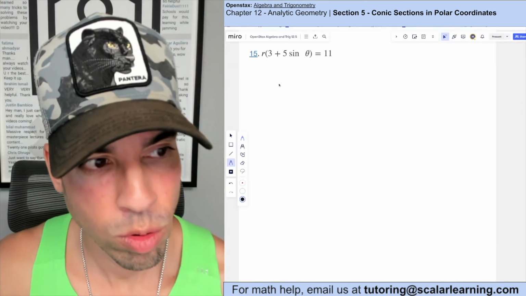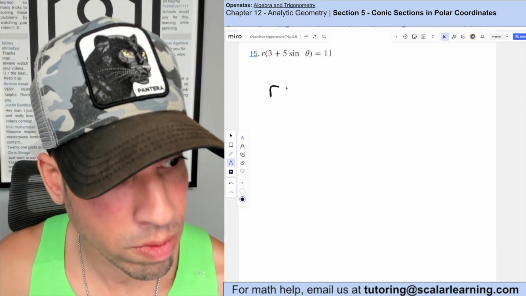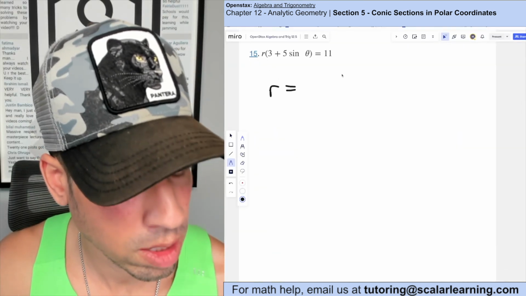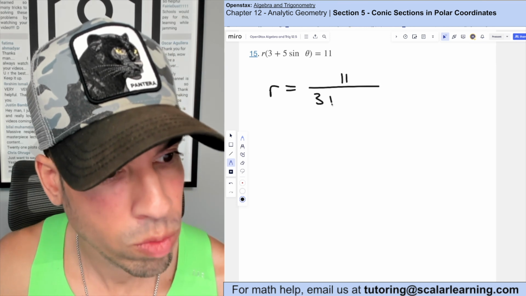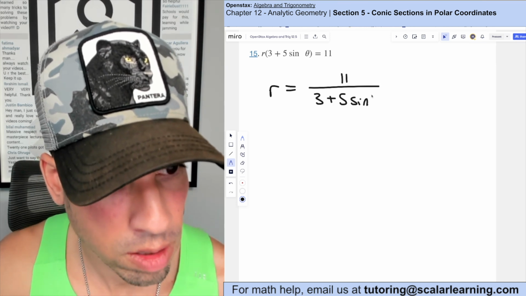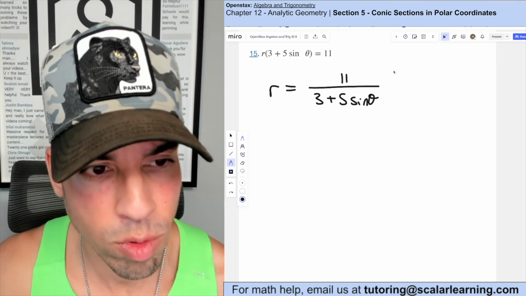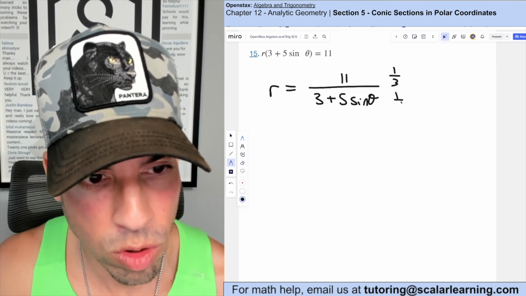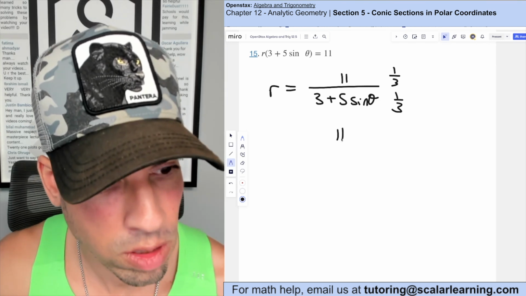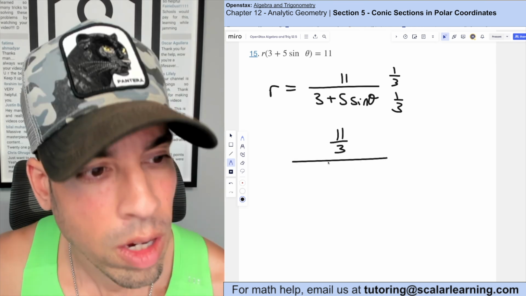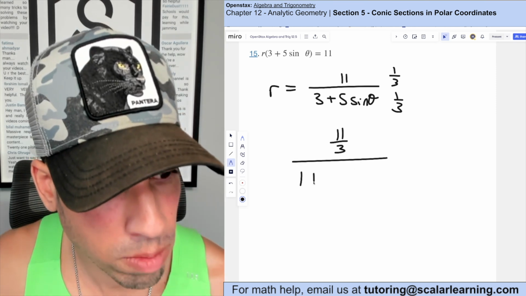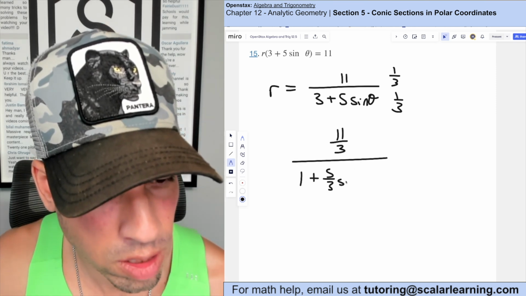Done. So for this one to begin, we're going to isolate the r. So we're going to divide both sides by that. So we got r equals 11 over 3 plus 5 sine of theta. Now, we need to turn this into a 1 to get it into that nice format that we want. So we're going to multiply by 1/3 over 1/3. So that's going to give us 11/3 on top. And on the bottom, we've got 1 plus 5/3 sine of theta.